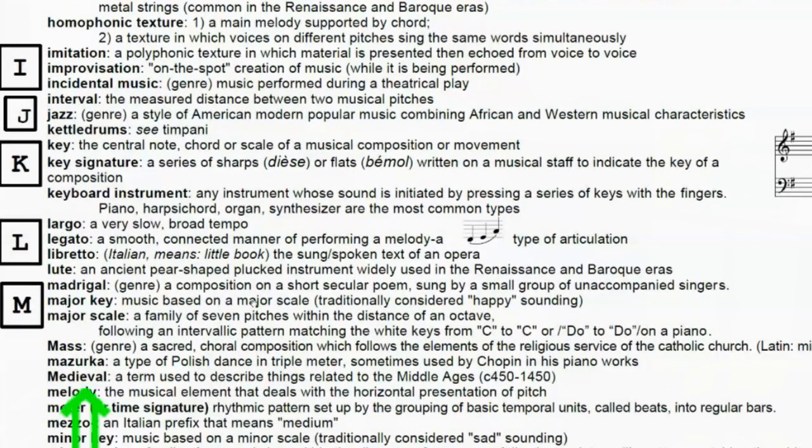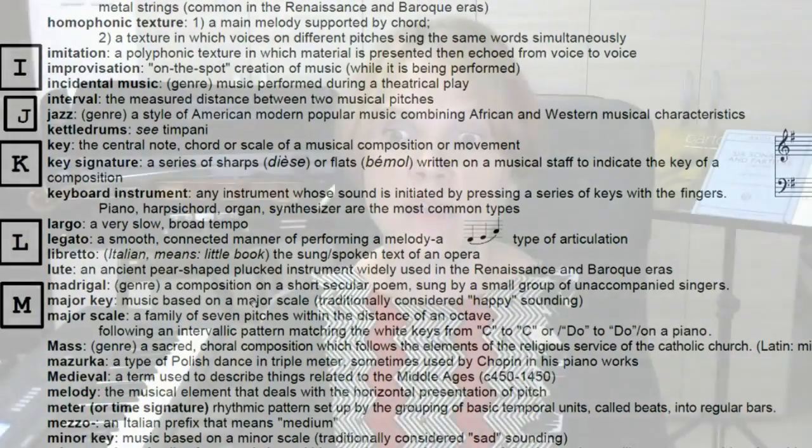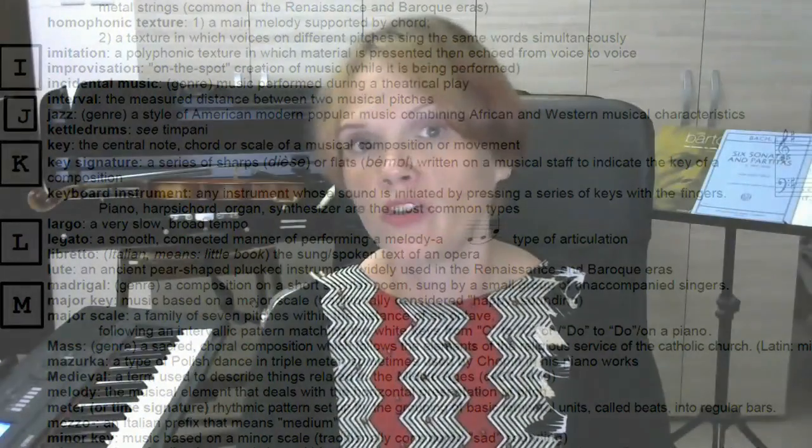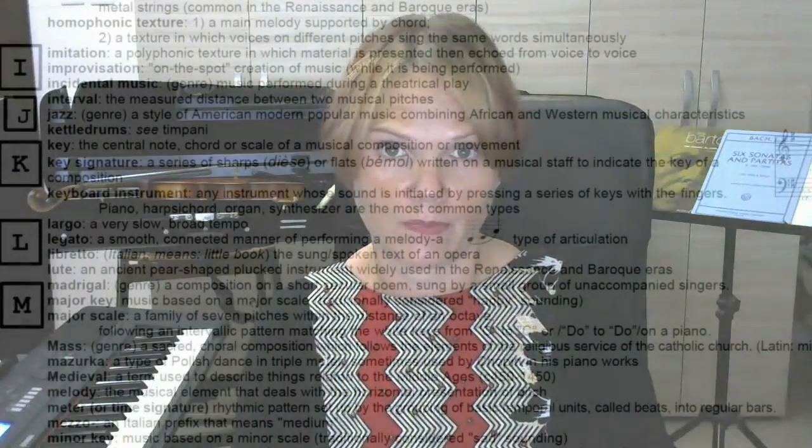Mazurka, a type of Polish dance in triple meter, sometimes used by Chopin in his piano works. What does triple meter mean? What does meter mean? Meter means a time signature, right? Triple meter means a time signature which has 3 counts. Let's say 3 per 4.